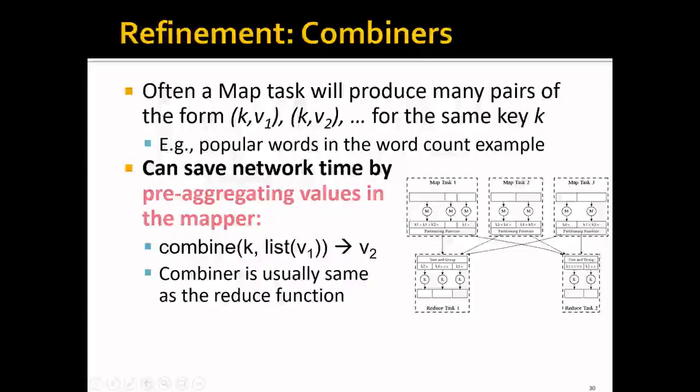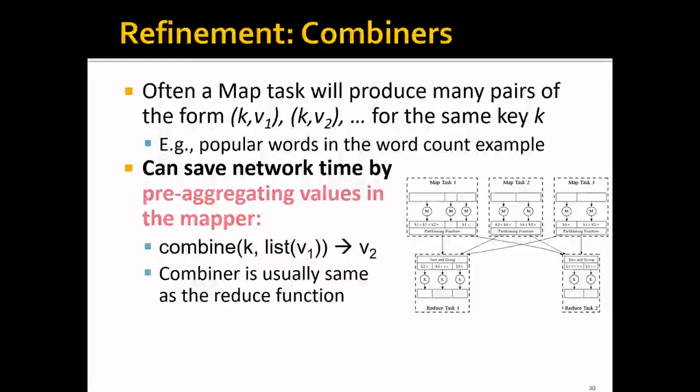So we have covered some implementation details in the MapReduce system. Next, we will talk about some refinements to make the system run better and faster. And the first refinement will be about the combiners.